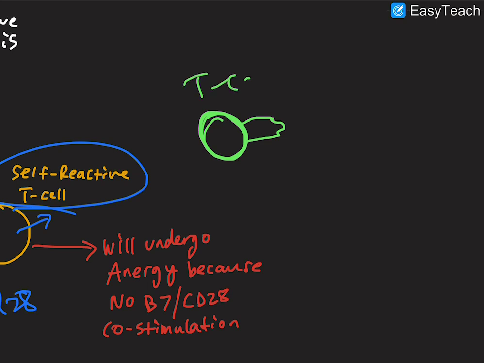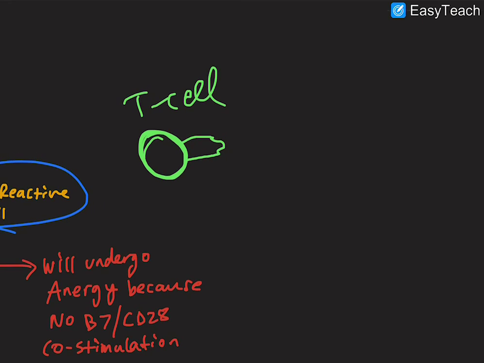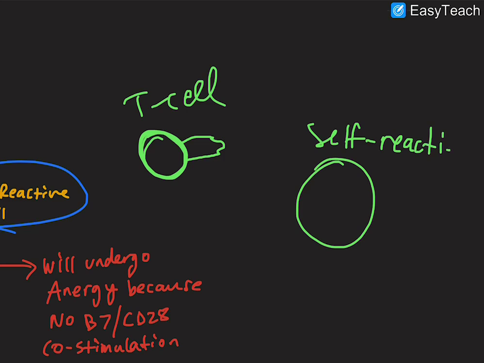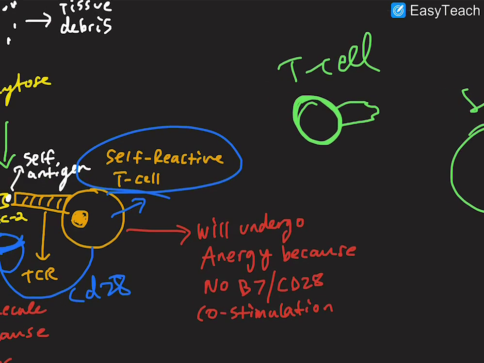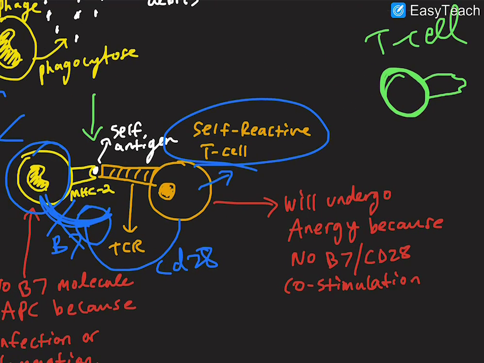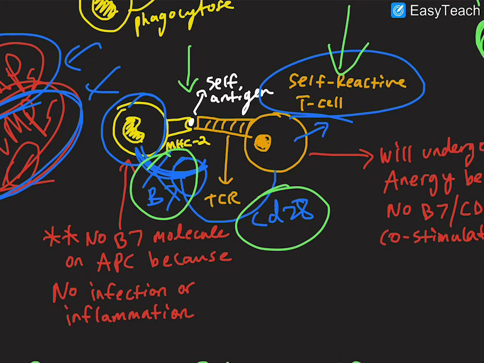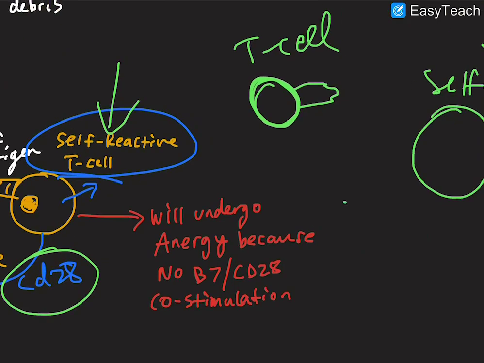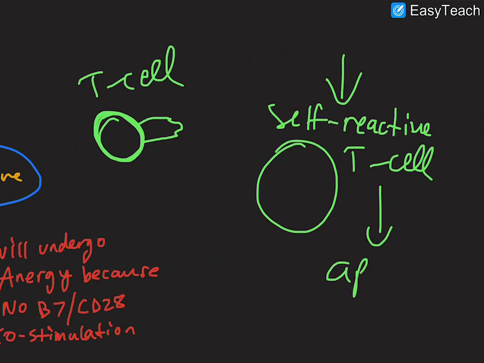Okay, so let's say this is a T cell nearby, and let's say this is a self-reactive T cell in this example, right? And let's say this is the self-reactive T cell that has undergone repeated interactions, in which it hasn't got activated because there is no B7 and CD28 interaction because there's no infection, no inflammation, or no trauma. So then that means that this self-reactive T cell needs to undergo apoptosis, right?